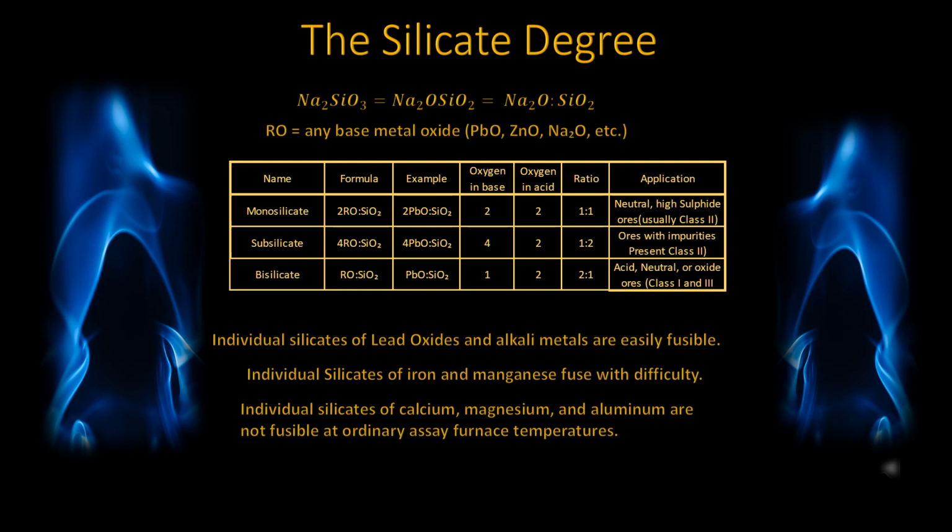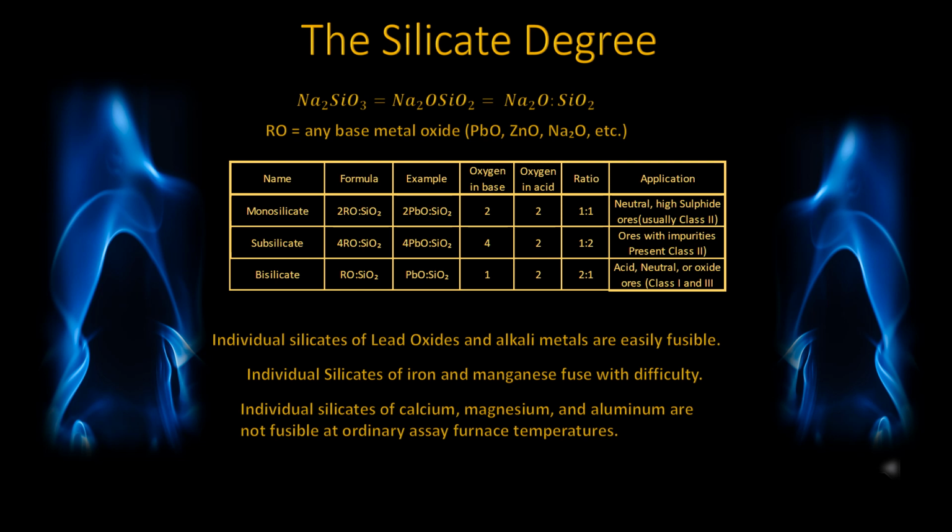Lead oxide is the base metal in the example. In reference to a base and an acid, the lead oxide would be the base and the silicon dioxide is the acid. Therefore, 2 molecules of the lead oxide plus 1 molecule of the silicon dioxide is considered as having a monosilicate degree of 1 to 1.